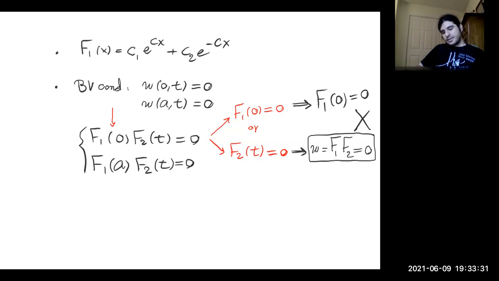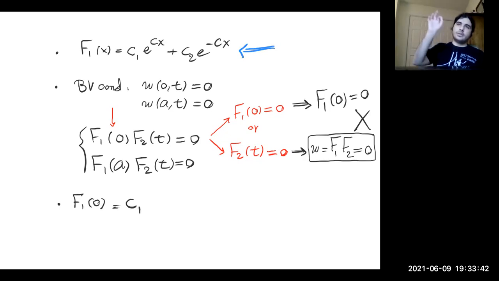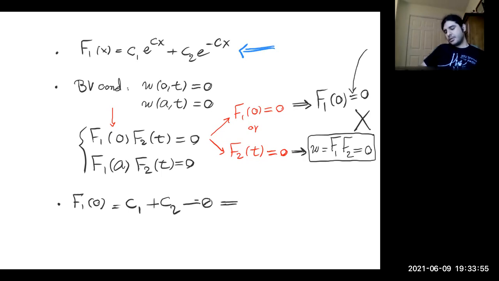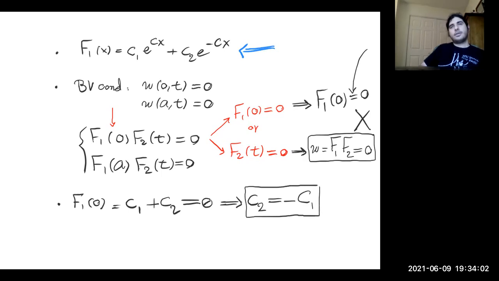What does that tell us? What is f1 of 0? Let's use this definition we have here to see what is f1 of 0. It would be c1 times e to the 0, which is 1, plus c2 times e to the 0, which is 1. So c1 plus c2. But this condition here says it should be 0. So c1 plus c2 is equal to 0. So c2 is just minus c1. That's one relation we have here.